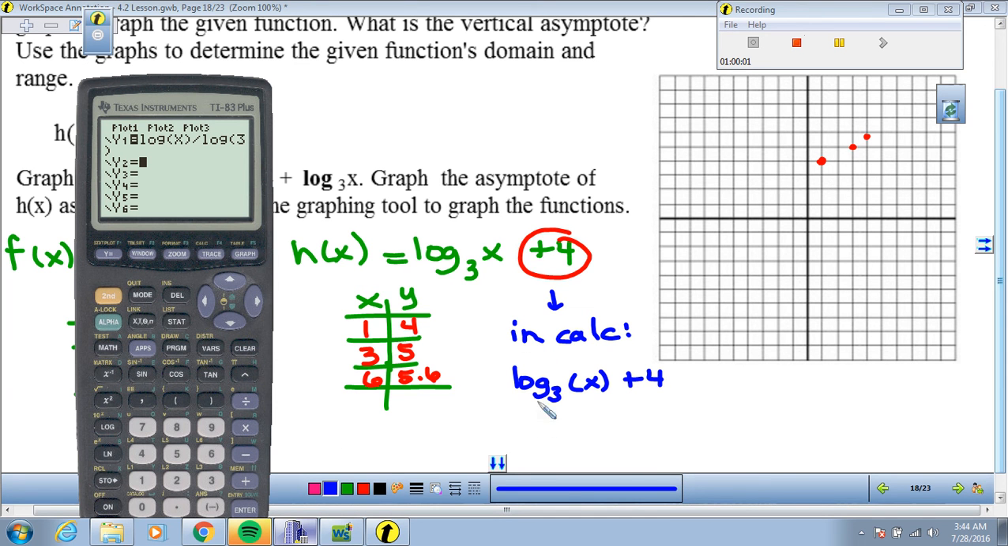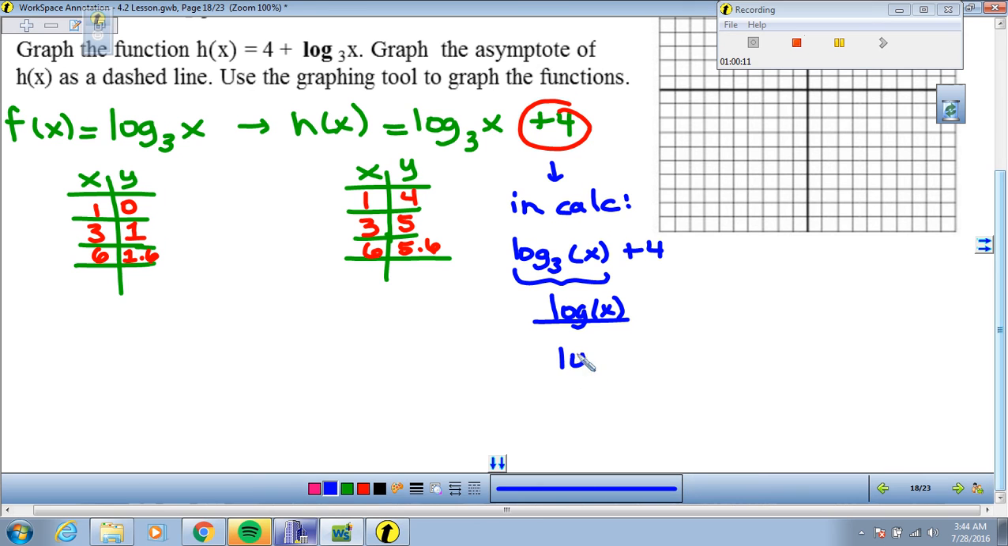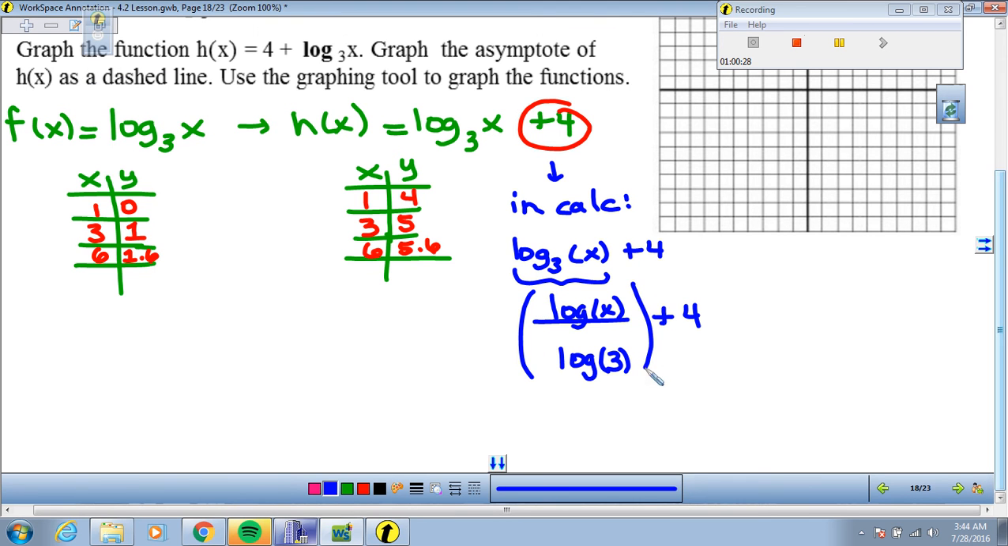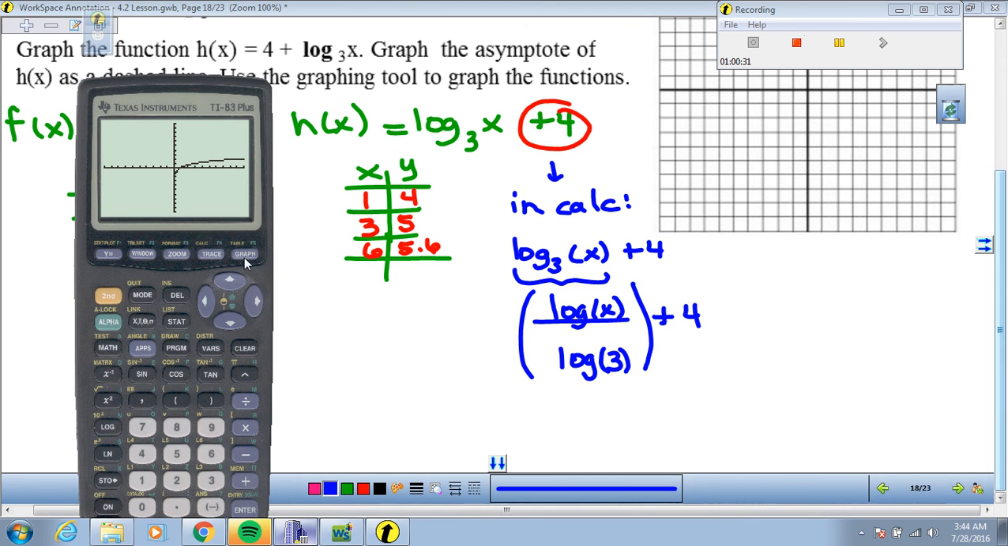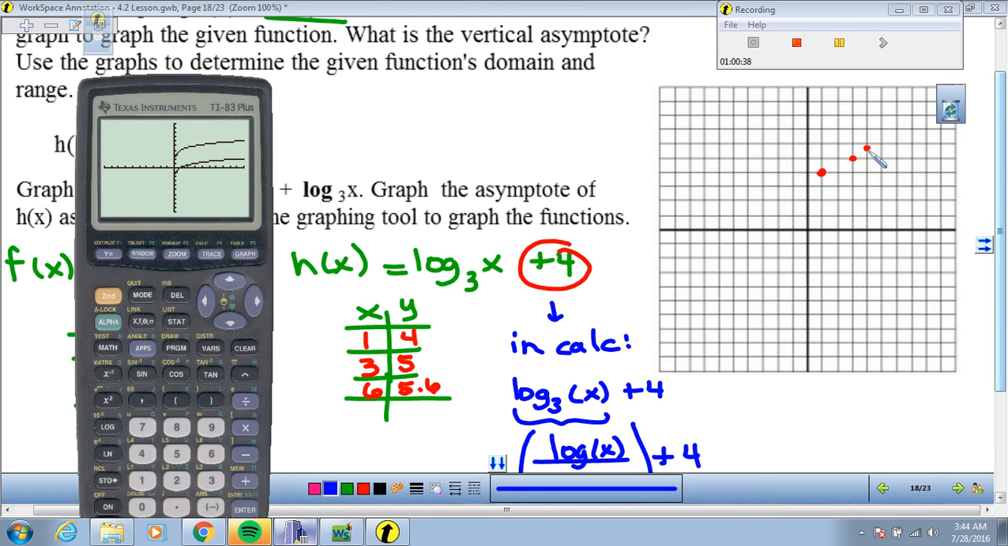So first of all, how can we put this in the calculator? You already know. Log of x divided by log of 3 in parentheses and plus the 4 to the side. So log of x divided by log of 3, the plus 4 here. Now, if you want to put an extra parenthesis here, you can. It doesn't hurt. But still, this would give you the right graph. So you can see how that second graph is where these points are.